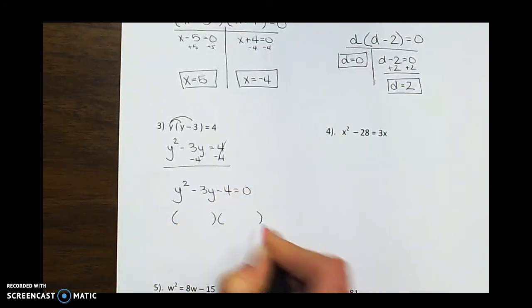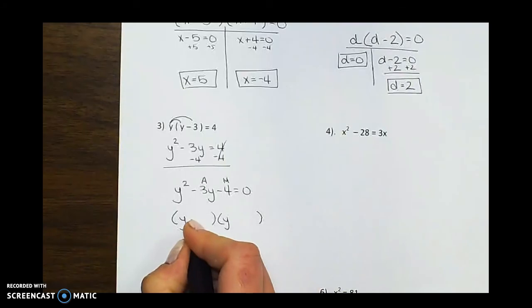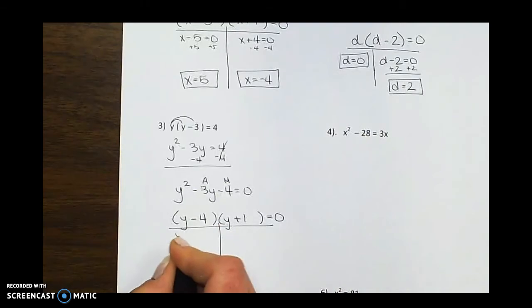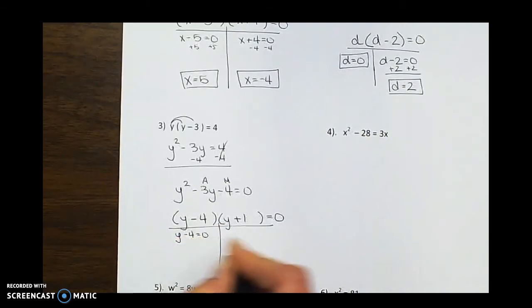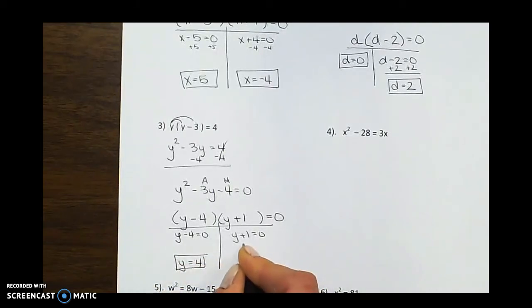Now we're going to use trinomial factoring because there's 3 terms. So y, now we need to think of 2 numbers that multiply to -4 and add to -3. So that's going to be -4 and +1. Now we can tee it up. Y minus 4 equals 0. Y plus 1 equals 0. We add 4, so y equals 4. Over here, we're going to subtract 1, so y equals -1.